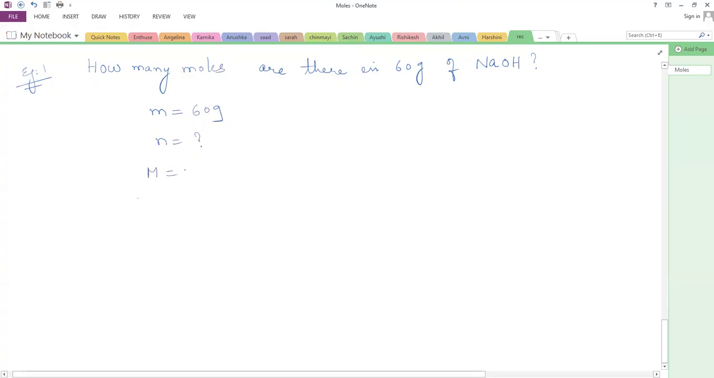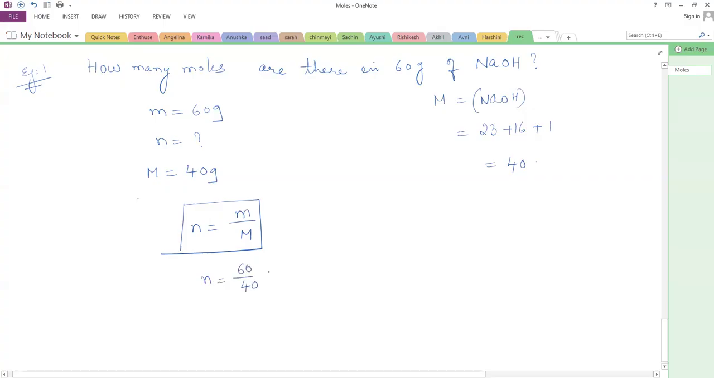And you know the molar mass just from the formula of sodium hydroxide. The relative atomic mass of sodium is 23, oxygen is 16, hydrogen is 1, which adds up to 40. So number of moles is equal to mass by molar mass. Mass is 60, molar mass is 40, which is equal to 1.5 moles. As simple as that. 40 grams of it is 1 mole, so 60 grams should be 1.5. Logically also you can think like that, otherwise you can just use this formula if the numbers are big.